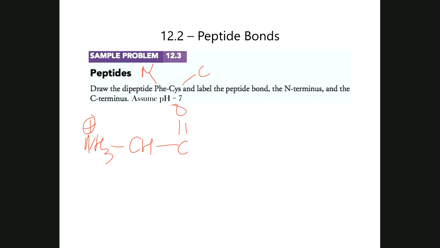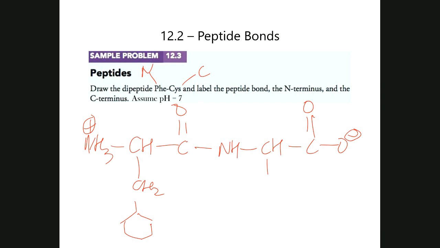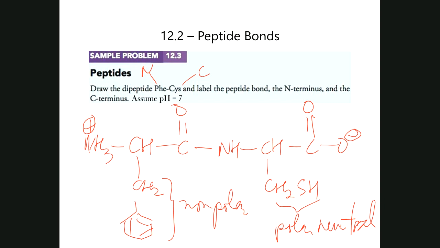Then comes the N-terminus of the second amino acid. Then comes the alpha carbon of the second amino acid. And in this case, we've reached the C-terminus. Okay, so the first side chain is phenylalanine, which is CH2, and then there's an aromatic ring over here, right? And then the second one is cysteine, which is CH2SH, okay? So this one is nonpolar. This one is polar neutral. Okay, neutral. Here's the N-terminus, here's the C-terminus.